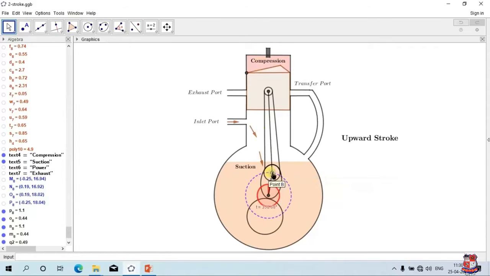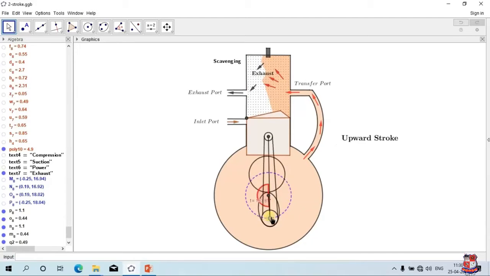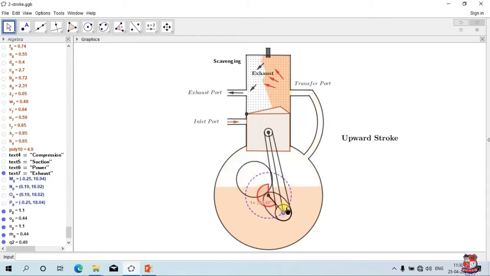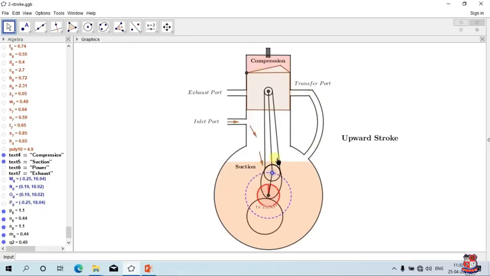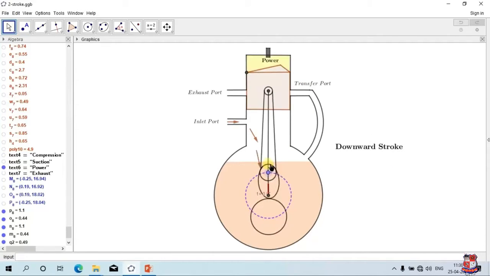Observe this: we are moving the piston from bottom dead center to top dead center only, and two processes are going on, suction and compression. And near the end of compression, we are providing a spark.